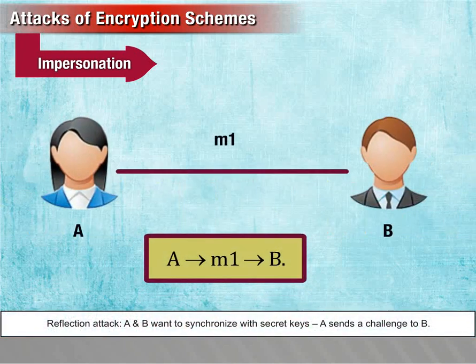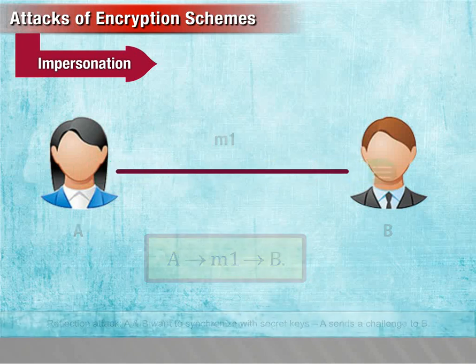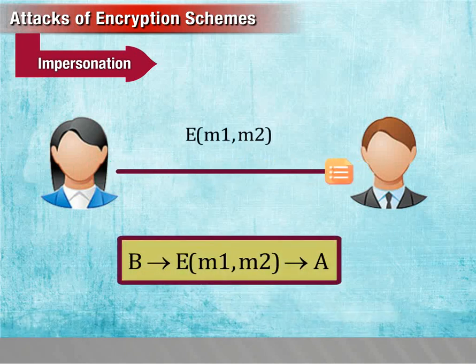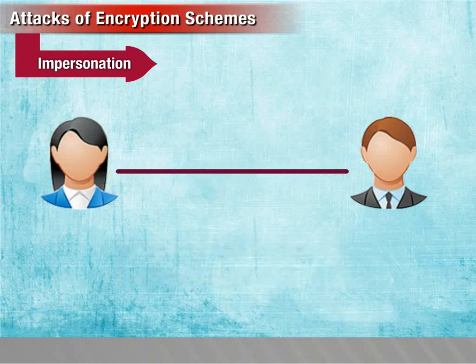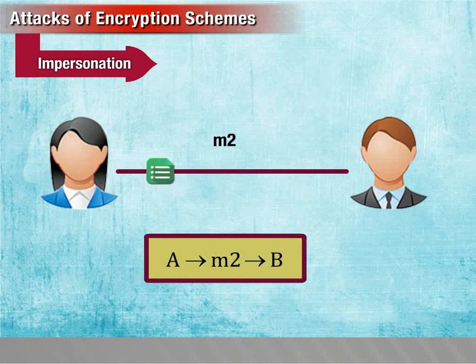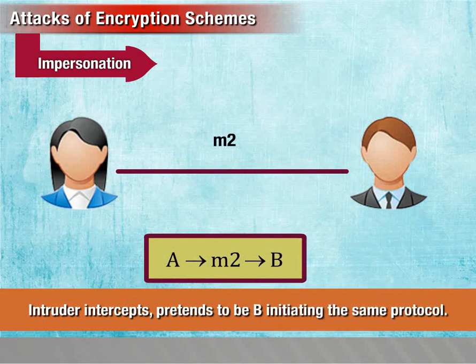Reflection attack. A and B want to synchronize with secret keys. A sends a challenge to B. A to M1 to B. B to E of M1, M2 to A. A to M2 to B. Intruder intercepts, pretends to be B, initiating the same protocol.